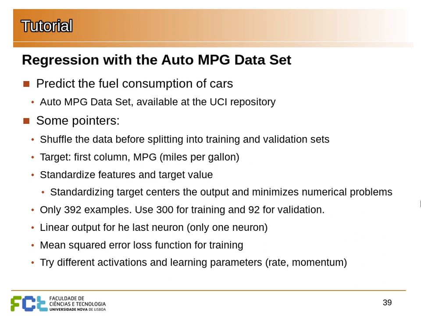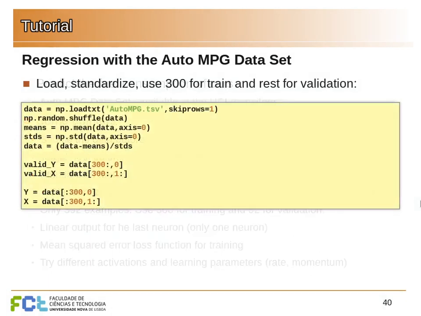And use one linear output with the mean squared error loss function, and then try different activations for the hidden layers, different momentum, and so on to experiment a bit. So this would be the starting part. Load the TSV that you have there on the tutorials page.